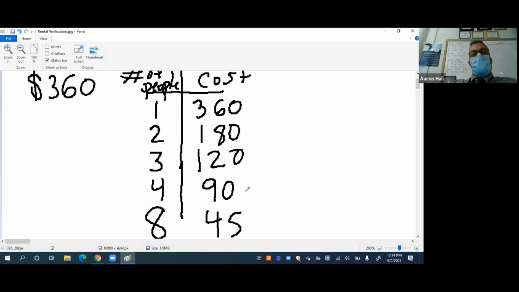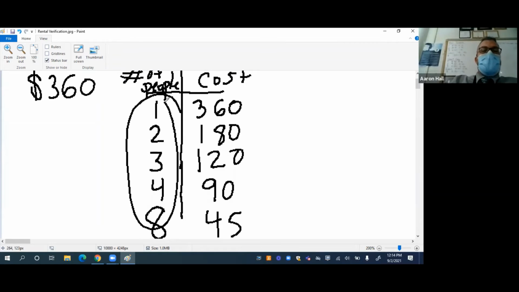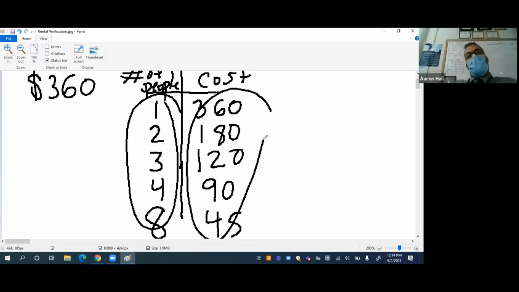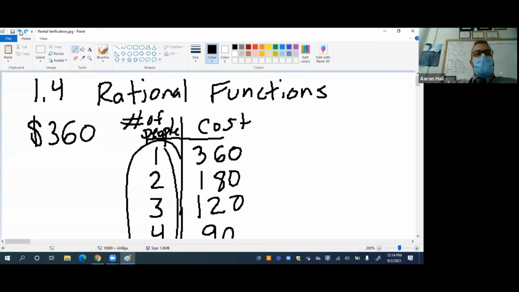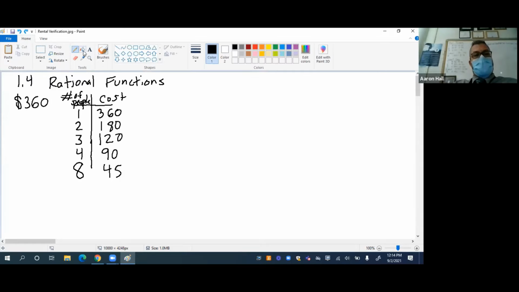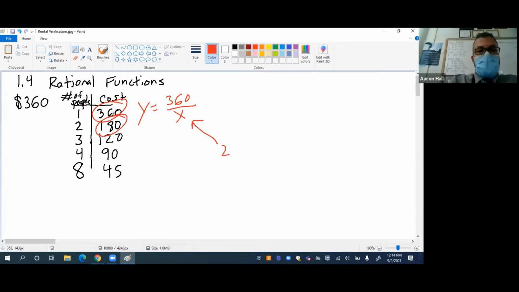So the relationship, as one value over here goes up, the other value over here does what? It goes down. So we have this inverse relationship. Can you think of an equation that would represent what's happening here? Divided by x. Yeah, so we have y equals 360 divided by x. If I plug in 1, then I get 360. If I plug in 2 here, I get the 180. Do we agree that this is our equation?